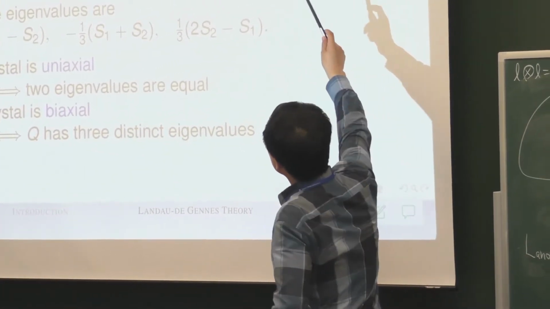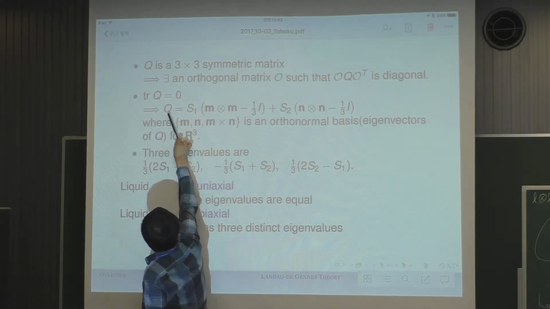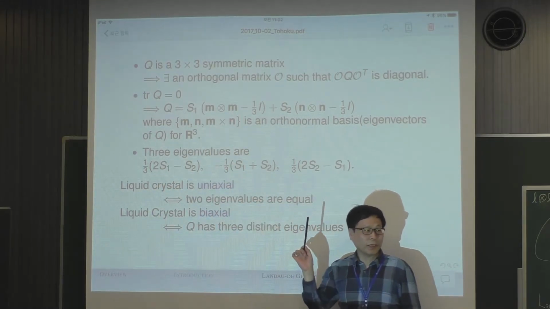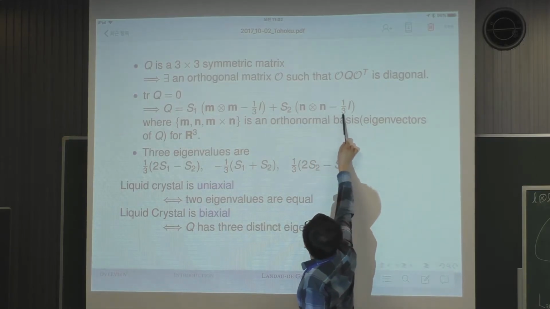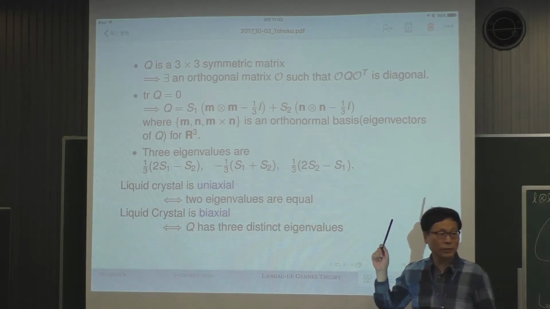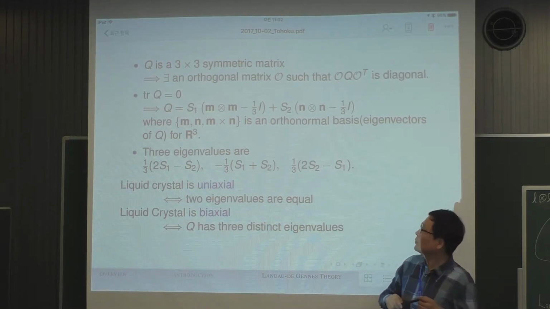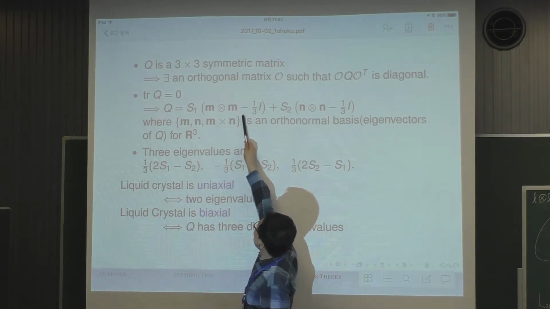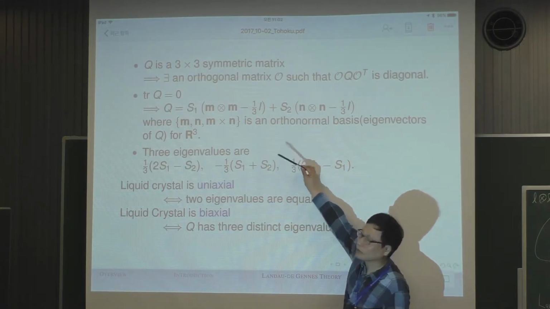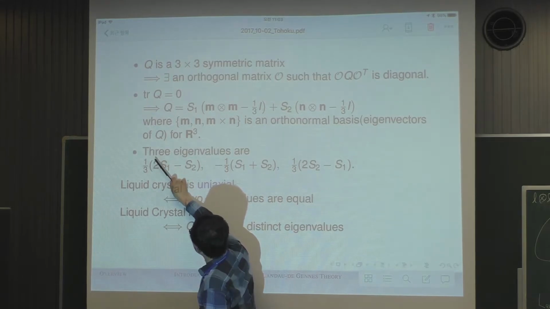And then using eigenvectors of Q, I can write down the Q matrix as S1 times m tensor m minus 1/3 identity matrix, plus a similar term for n. These form an orthonormal basis consisting of eigenvectors. One of the advantages of representing Q using eigenvectors is that you can compute the eigenvalues very easily using S1 and S2.